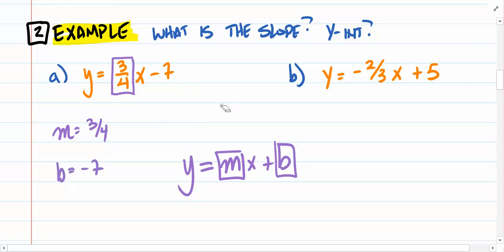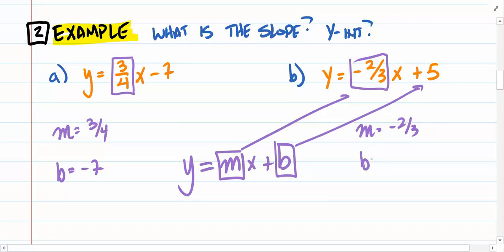For the other problem over here, the slope would be -2/3, and the intercept would be a value of 5.